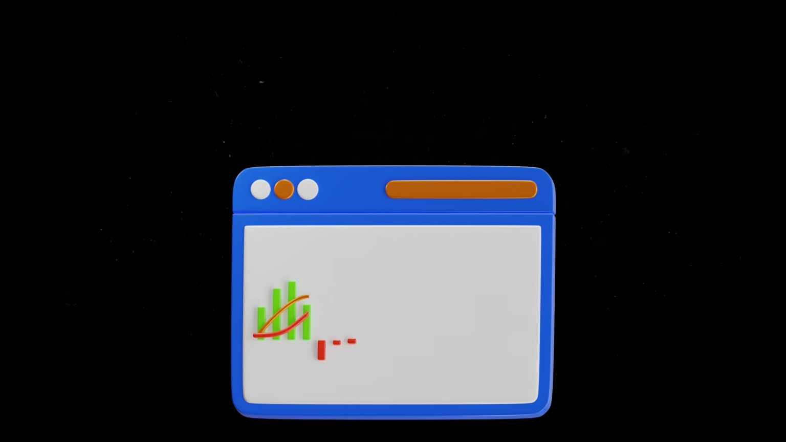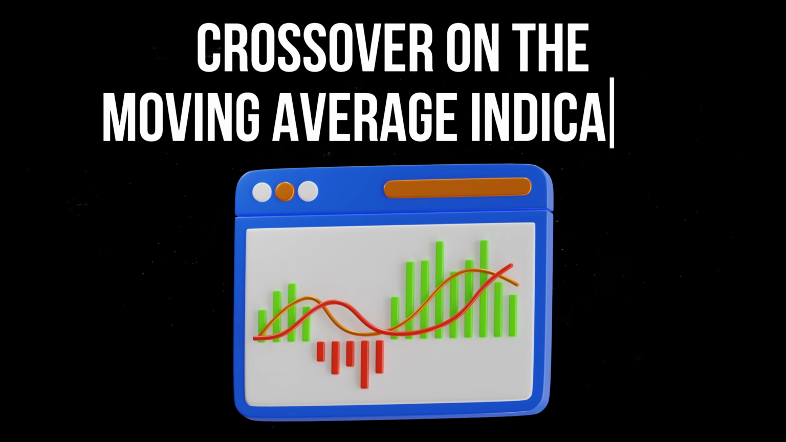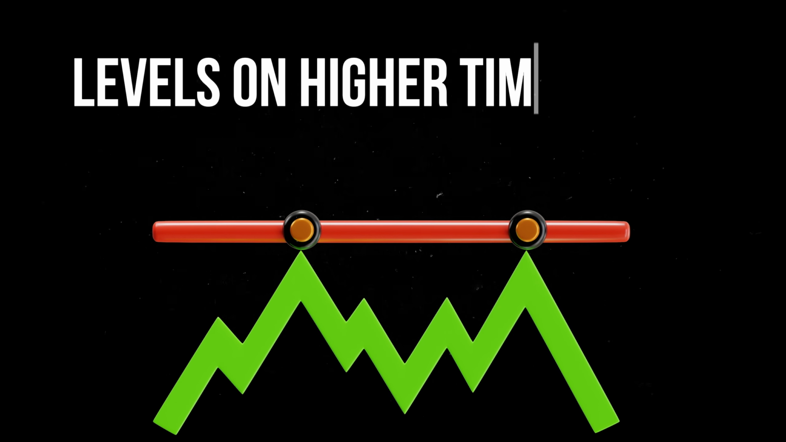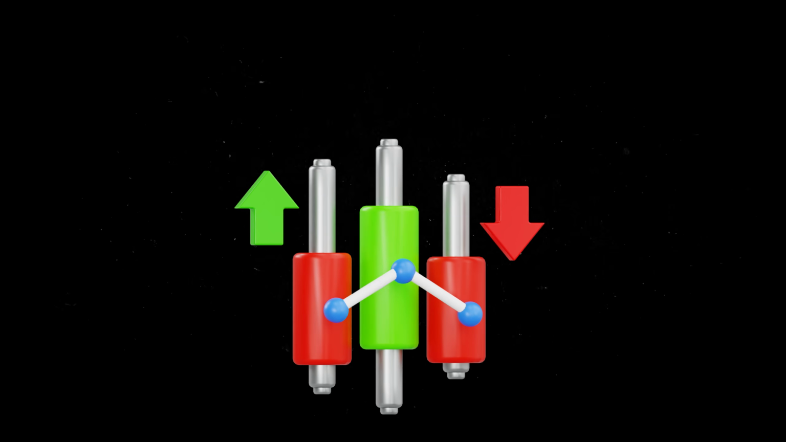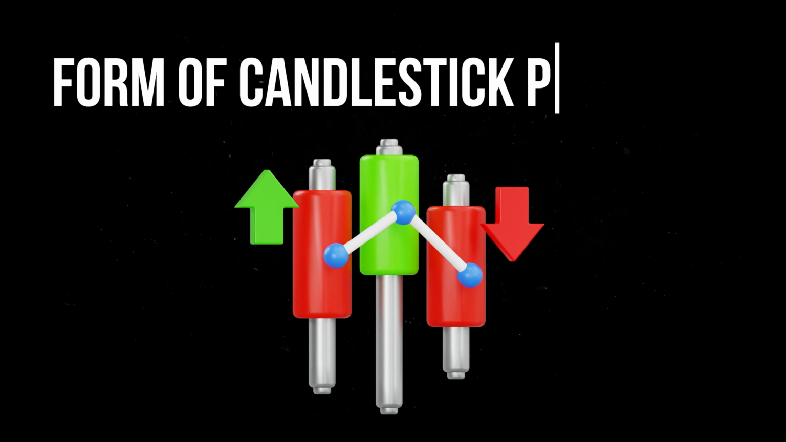As you can see, our strategy already includes several important factors for entry. The first and the main one on the 1 minute time frame is the crossover on the moving average indicator. The second is also very important, namely levels on higher time frames that can either slow down price movement or accelerate it. And the last one is a more confirming factor in the form of candlestick patterns.